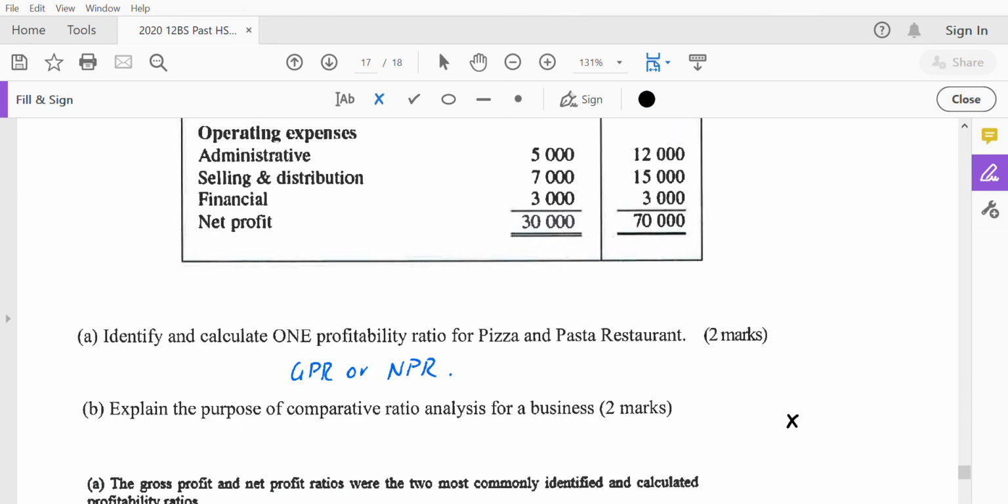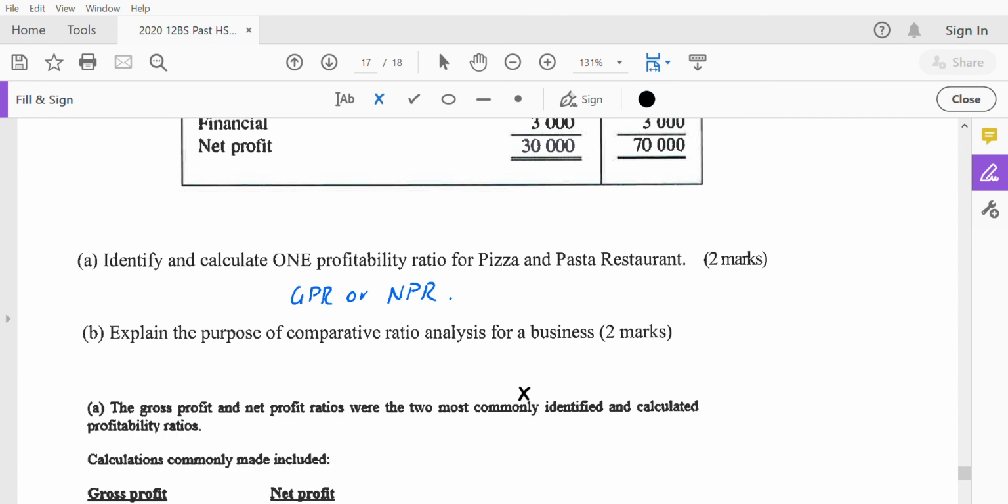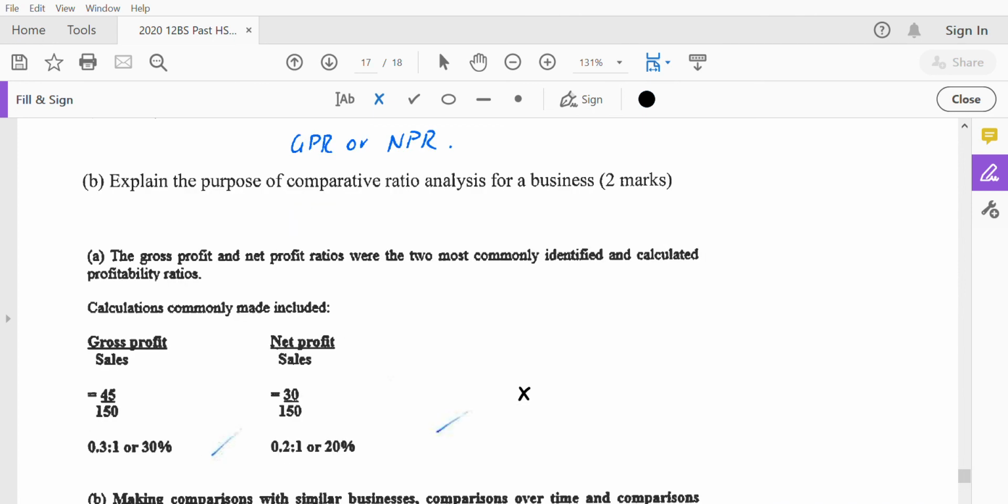So with this question, again, identify and calculate one profitability ratio. This is where you need to know what profitability ratios are. We know that it's the gross profit ratio or the net profit ratio. And then just down here, it tells you if you calculated the gross profit, this is what it would look like. If you calculated the net profit, this is what it would look like here.